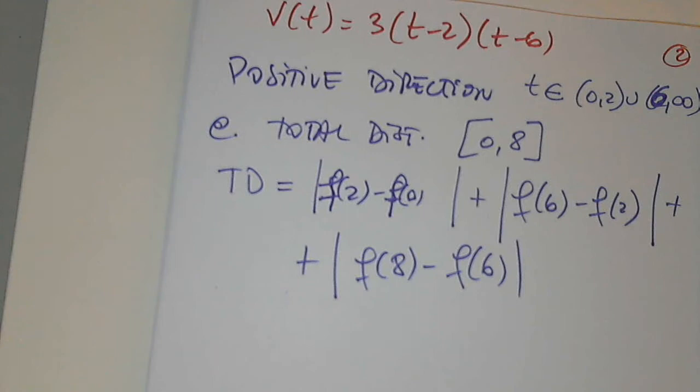Is that clear? So it goes from right to left, from left to right, 2 seconds, and then back 4 seconds, and then back 2 seconds. So that's why s of 2 minus s of 0 would be a distance. S of 6 minus s of 2 would be a different distance in absolute value, because it has to be positive. And then s of 8 minus s of 6, or f of 8 minus f of 6.